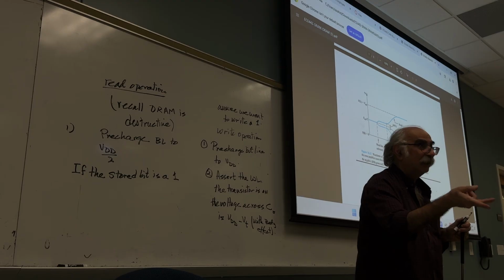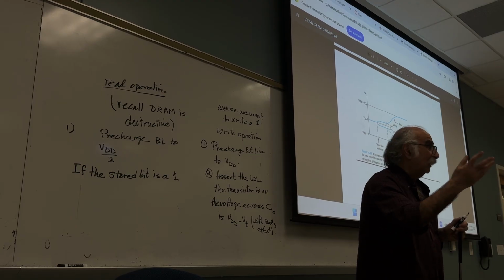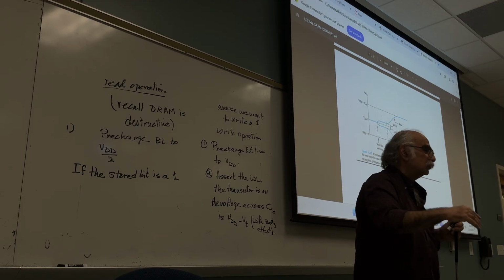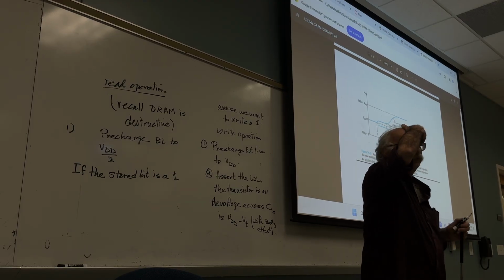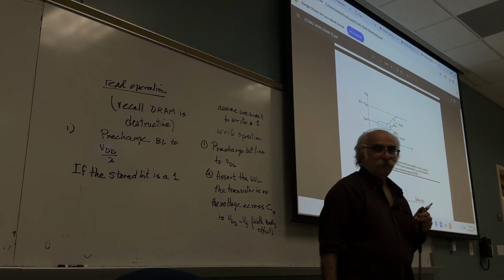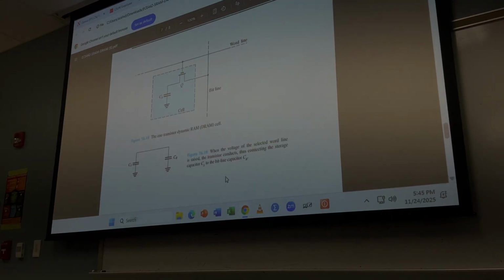Whatever he is reading, after he reached the maximum or minimum, VDD or 0, he puts it on the bit line again. Why? Tell me, why is the content destroyed?